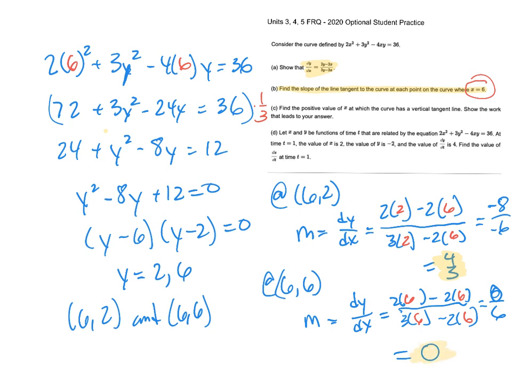All right, let me just double check and make sure we answered everything we're supposed to. Find the slope of the tangent line to the curve at each point where x equals 6. And sure enough, we have 2 points where x equals 6, and we have 2 slopes: 4/3 when the point is 6, 2, and 0 when the point is 6, 6. All right, we're done with this one. Let's attack letter C, on the next slide.